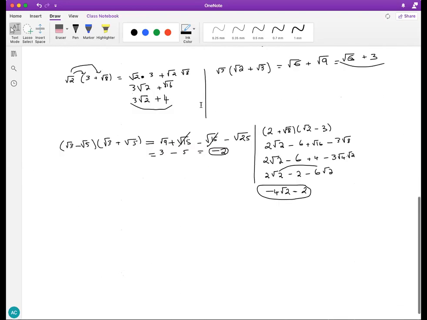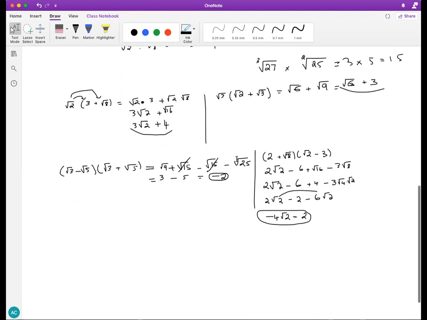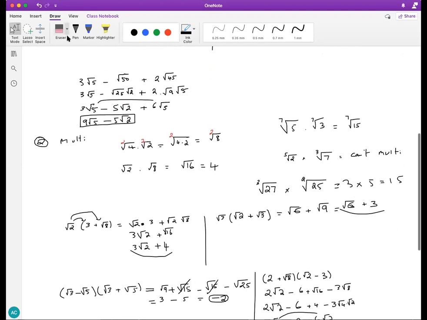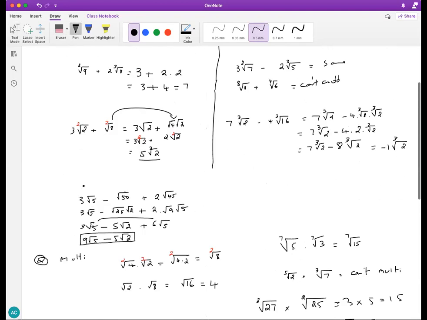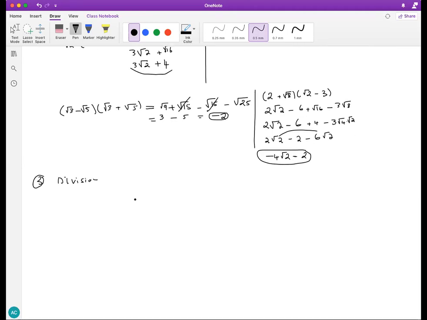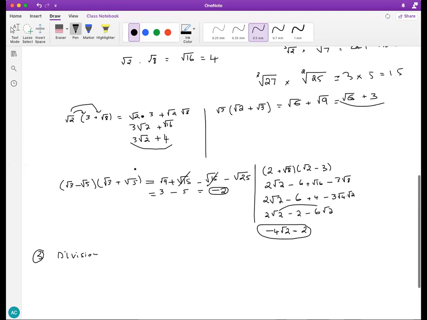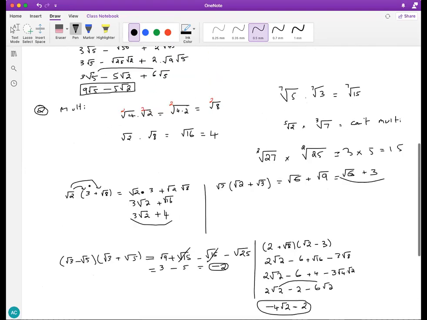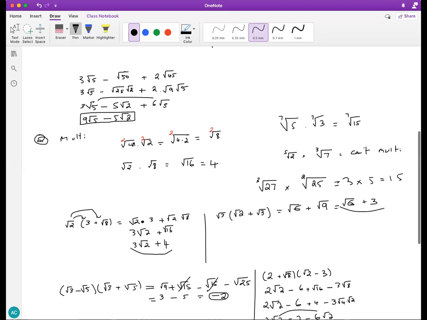Okay, so we're going to do the division also, which is a lot of it has this stuff. So let's do that. So number 3. We're going to do division. The same rule applies here. When you have division of radicals, just like multiplication, you need to have the same index, but not necessarily the same radical.